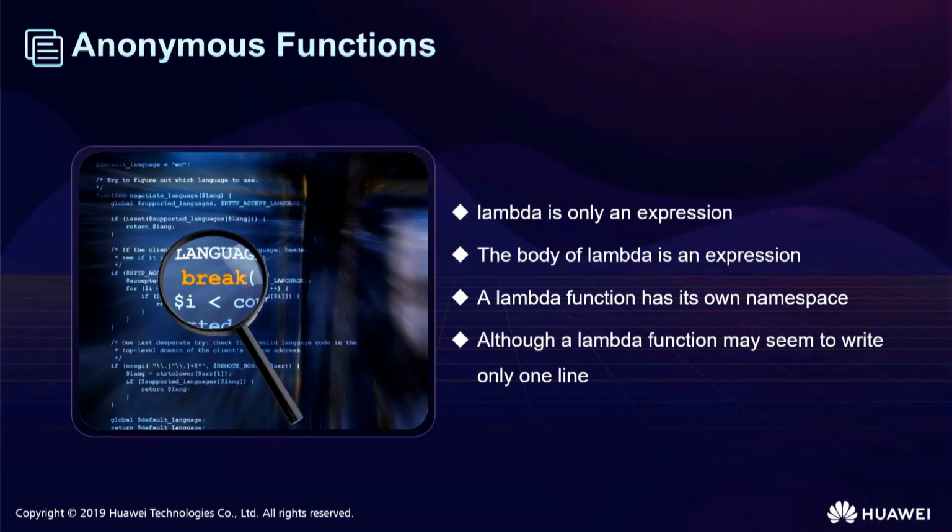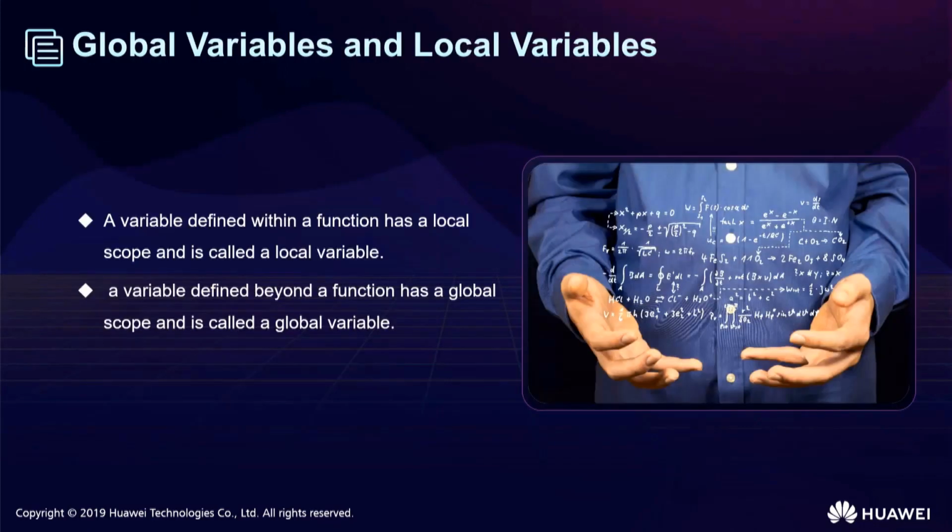A lambda function has its own namespace and cannot access arguments outside its own argument list or in the global namespace. Although a lambda function may seem to be written in only one line, it is not the same as a C or C++ inline function. We can call small functions in Python without consuming stack memory. That will increase its operational efficiency. So what's the difference between them?